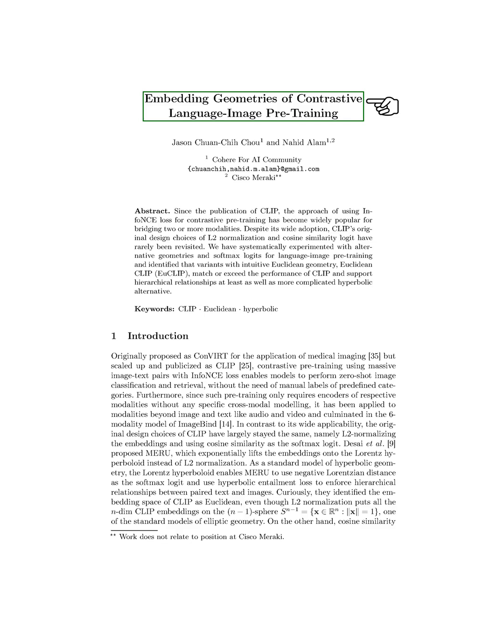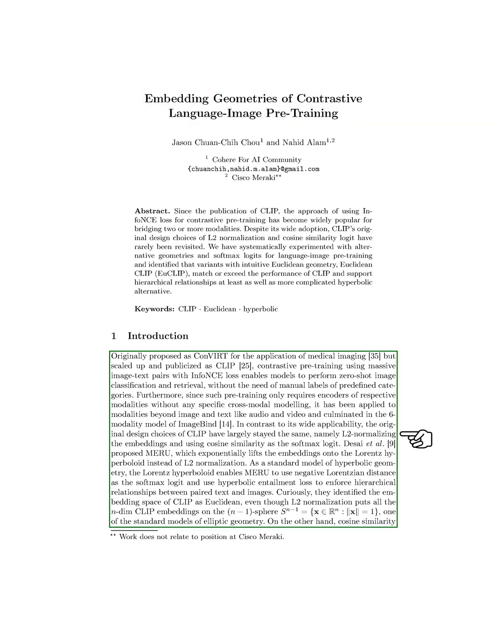Section: Introduction. In this section, we introduce our work on contrastive pre-training, initially known as ConVIRT for medical imaging, which later evolved into CLIP. This approach utilizes large sets of image-text pairs with a specific loss function called InfoNCE, allowing models to classify and retrieve images without needing manual labels.